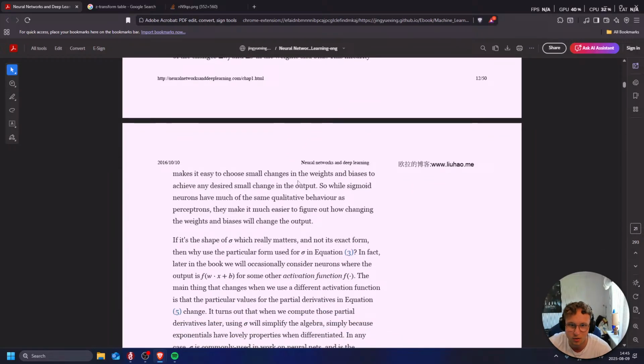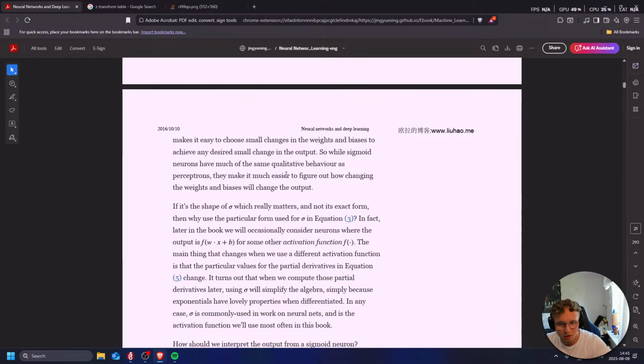So while sigmoid units have much of the same qualitative behavior as perceptrons, they make it much easier to figure out how changing the weights and biases will change the outputs. If it is the shape of a sigmoid function which really matters, and not its exact form, then why use the particular form used in equation 3?